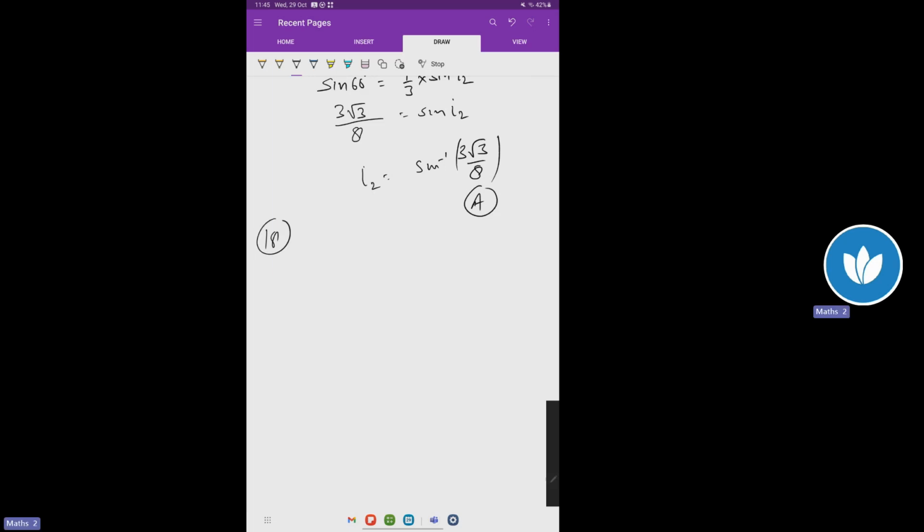An object O is kept in air in front of a thin plano-convex lens of radius of curvature 10 cm. Its refractive index is this, and the medium towards the right of the plane surface is water, refractive index 4 by 3. What should be the distance x of this object so that the ray becomes parallel finally? This is 4 by 3 and this is 3 by 2. We need this distance x.